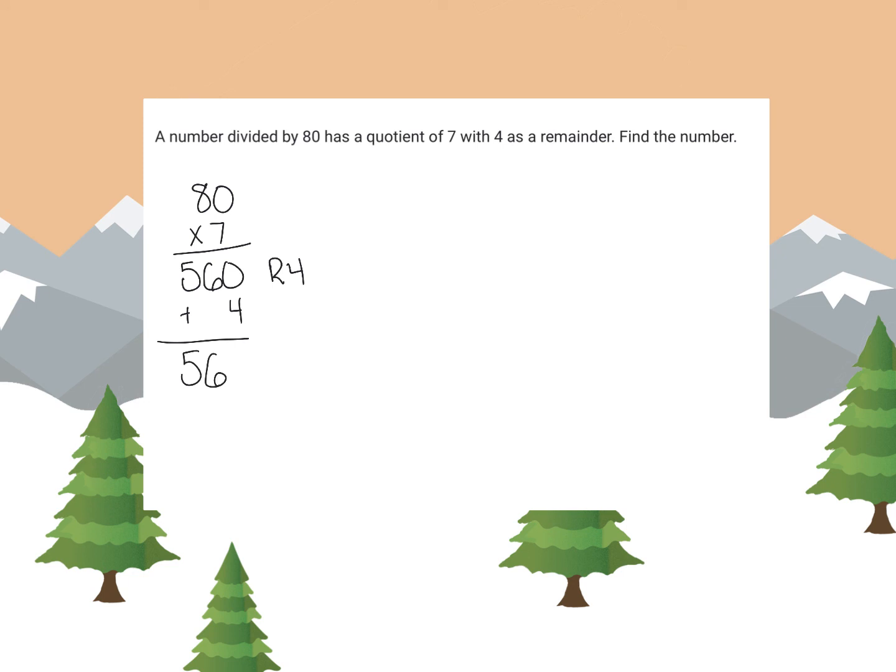So is our number 564? Well, let's see. 564 divided by 80. Again, 80 times 7 equals 560. So we know that it can go into that number 7 times. 564 minus 560 is 4. We have a remainder of 4, so that checks.